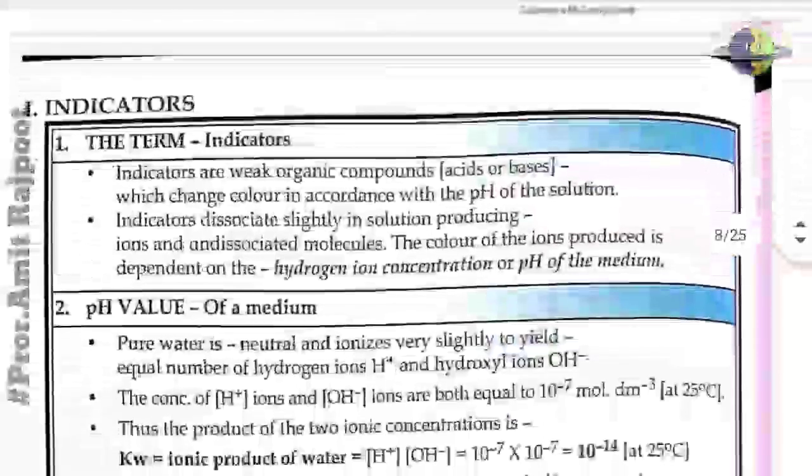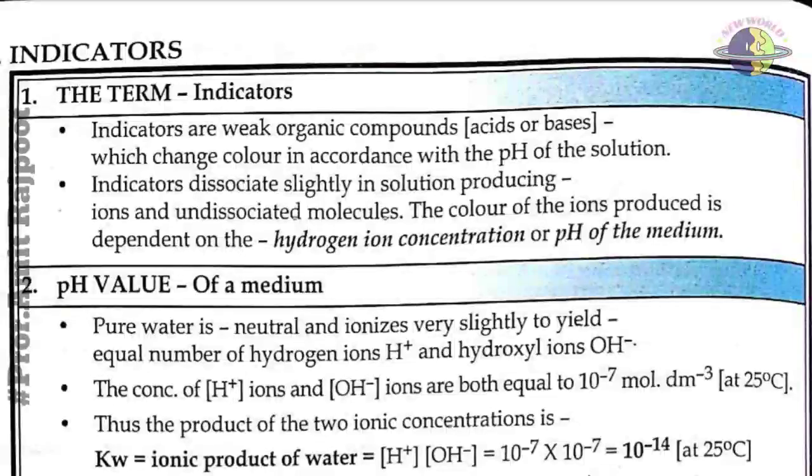Let us come to indicators. Next is indicators. Indicators are weak organic compounds, acids or bases, which change color in accordance with the pH of solution. Indicators dissociate slightly in solution, producing ions and undissociated molecules. The color of the ions produced is dependent on the hydrogen ion concentration or pH of the medium.